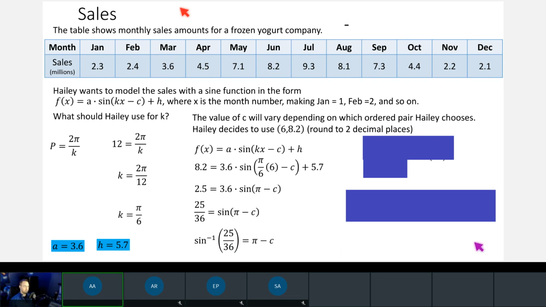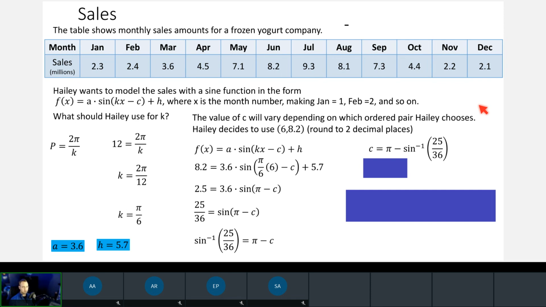Okay, then I'm lost. Remember, our goal is to get c by itself. So if I add c to both sides, I'm going to have c plus that arc sine equals pi. Can you subtract? There you go. We're going to add c to both sides and subtract arc sine from both sides. So I did two things in one.